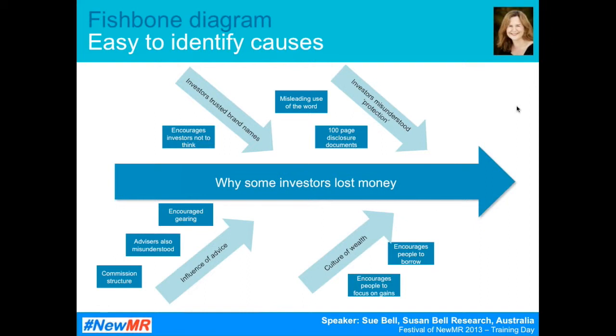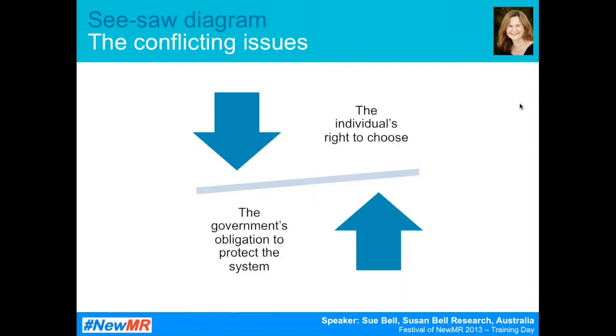And then the blue boxes identify some of the factors that go into, for example, misunderstanding protection. It was a use of the word and the 100-page disclosure documents that contributed to people misunderstanding. So at this point, you're breaking down what you were told in the interviews or found in the data, but in mind you have this central idea all the way through. Why did some investors lose their money? What caused it? So this isn't a good example for identifying causes.